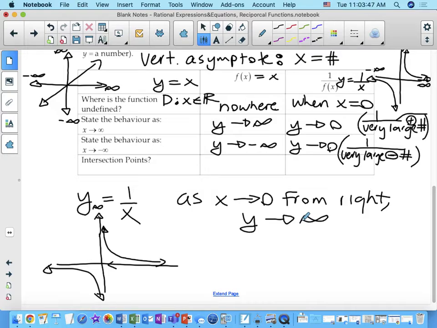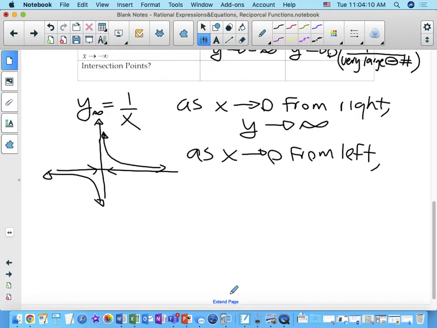Okay? Now, as x approaches 0 from the left, what does y do? It approaches negative infinity because it shoots downwards. Exactly. Right? This is negative infinity. So y is approaching negative infinity.